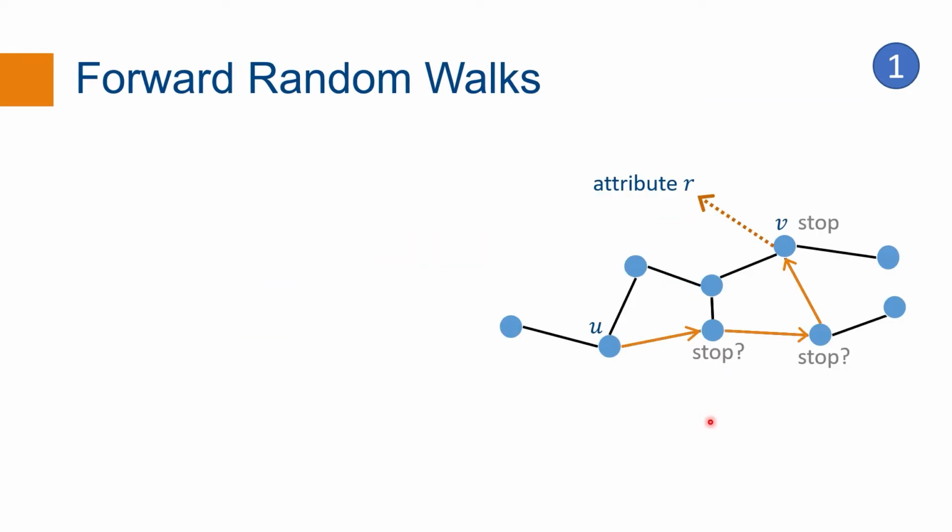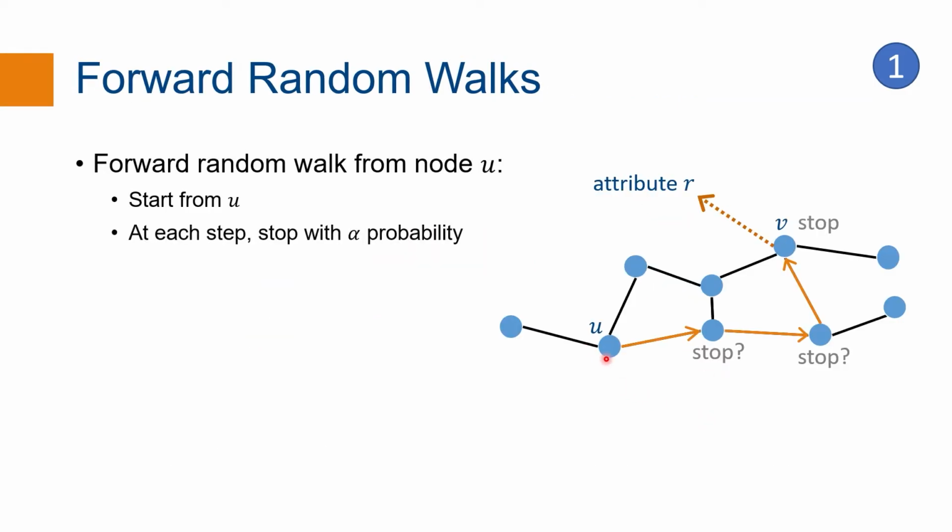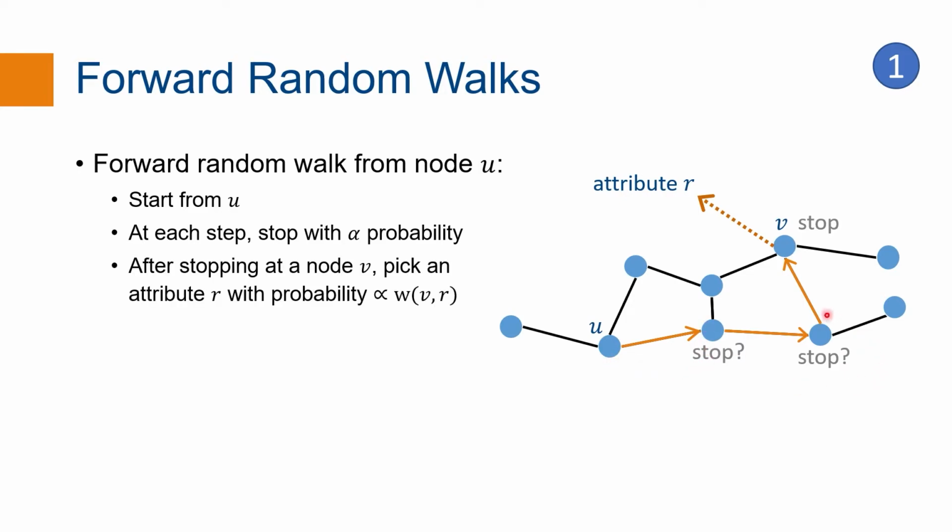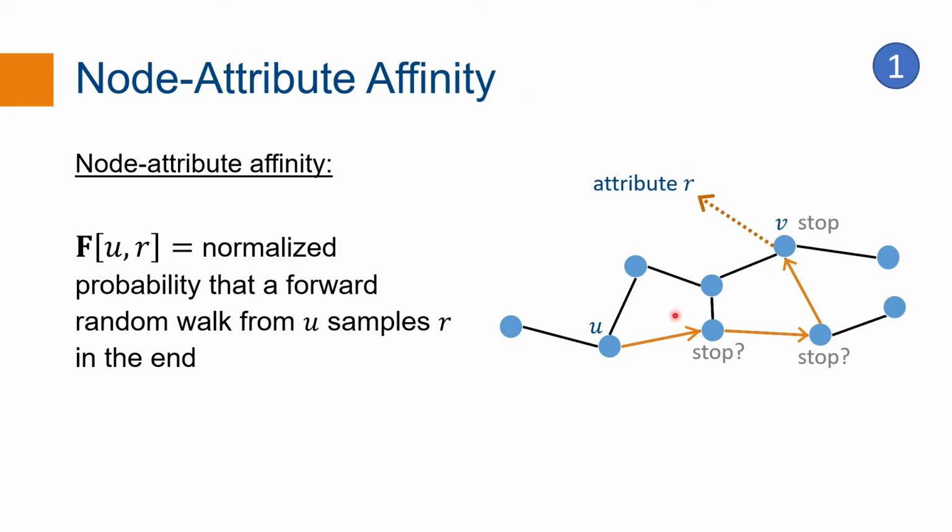In the forward walk, you start from this node U, and at each step, you stop with a certain probability alpha. Finally, you stop at this particular node V, and after that, you pick an attribute of V randomly. With forward random walks, we can define this concept called node to attribute affinity as follows. F(U, R) is defined as the normalized probability that the forward random walk from this node U ends up sampling attribute R after you finish the random walk.